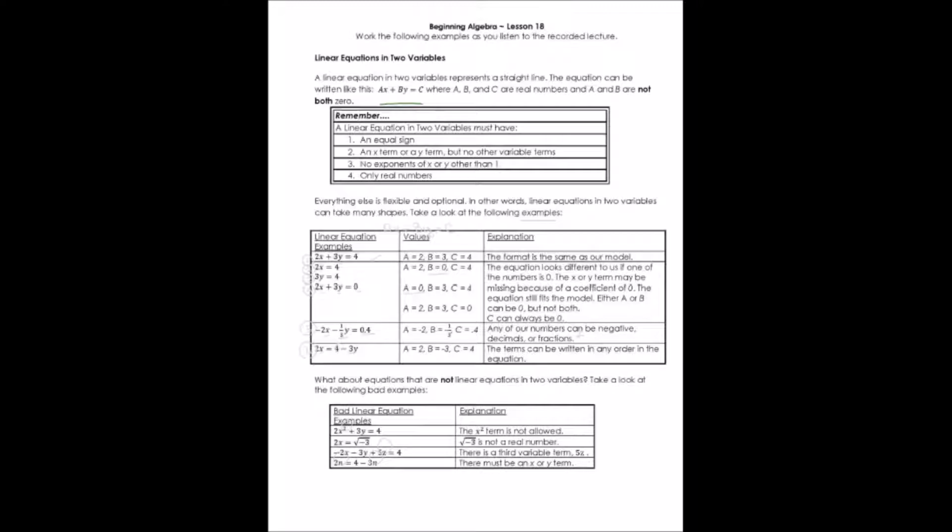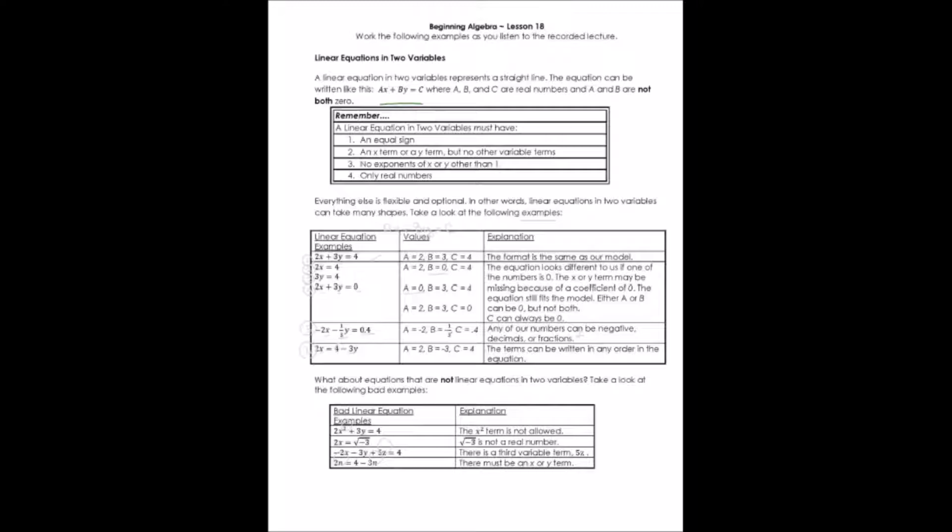I've written 4 things down for your linear equations in two variables. First, they have to have an equal sign. No equation can be an equation without an equal sign. Number 2, they must have either an x term or a y term, and they can have both, but they can't have any other variable terms. No p's, n's, q's, no other letters.